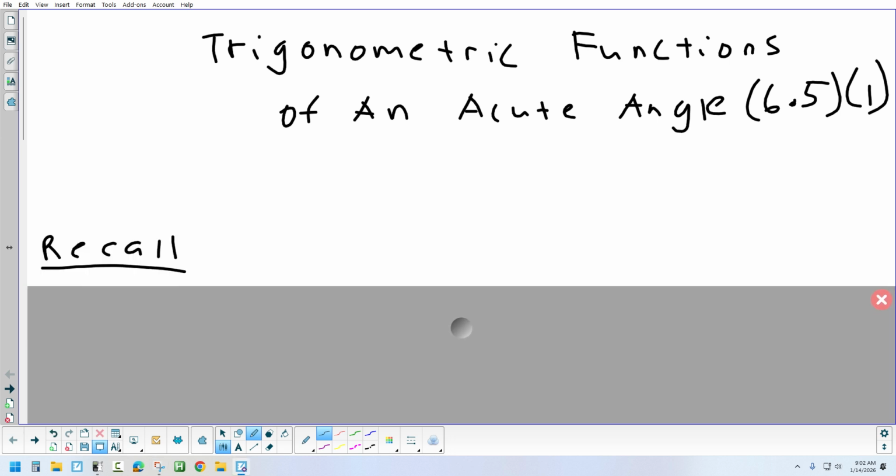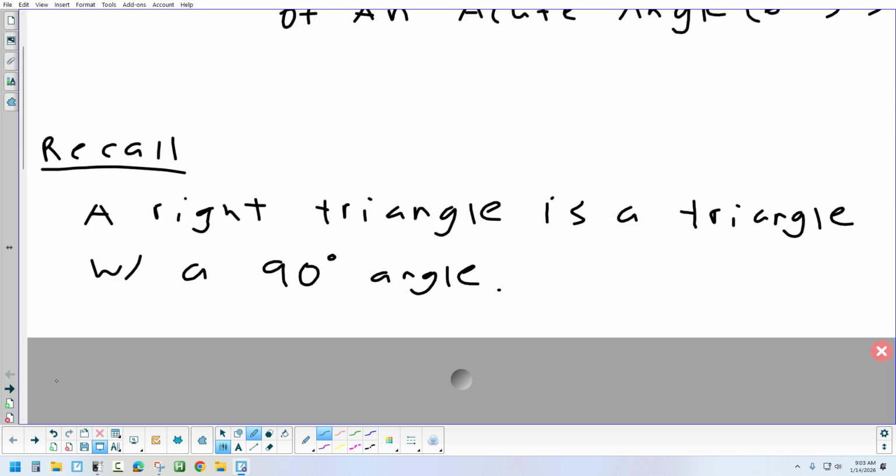Since we are going to be looking at trig functions of acute angles, we're going to be looking at them in what we call right triangles. Just as a quick reminder, what does it mean if a triangle is a right triangle? It means that one of its angles is 90 degrees.